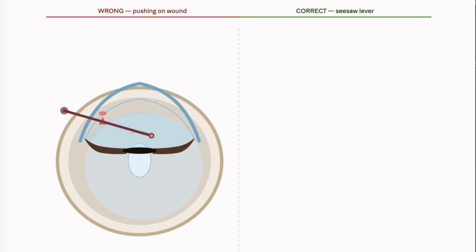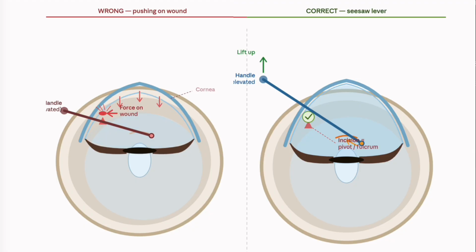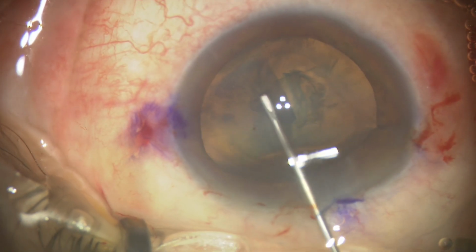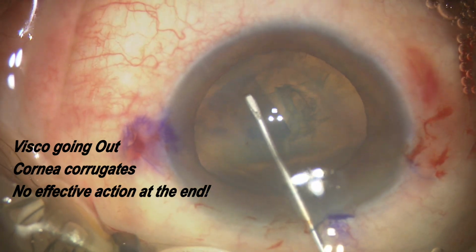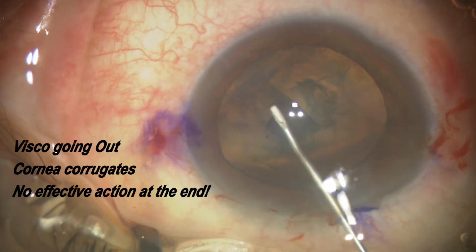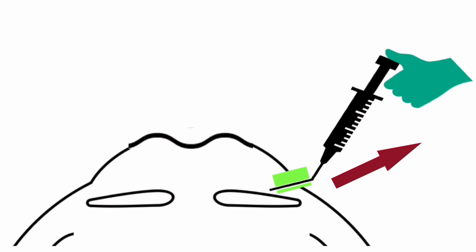So what will happen if you don't follow this rule? You are going to press too much on the wound, collapsing the AC, corrugating the cornea with too much ineffective force applied. That you can see in the demonstration on the left side. Here you can see how the cornea is corrugating, visco is going out with no effective action at the end because the doctor is pressing on the wound. And this is a simple animation on how the wound is getting wider and the cornea distorts.